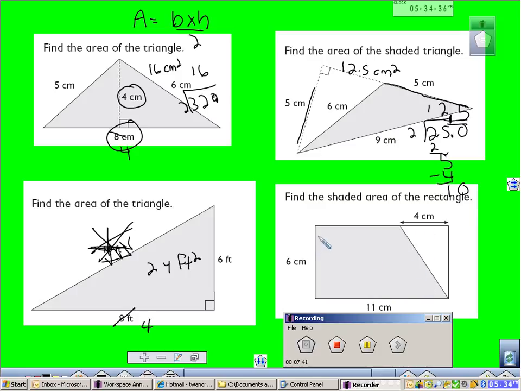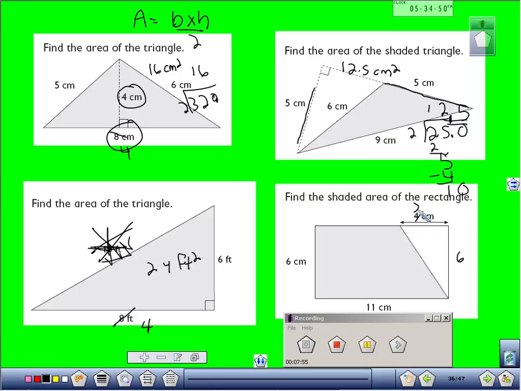So we know that this side is 6, so this side is going to be 6 because it's a rectangle. Half of 4 is 2. 6 times 2 is 12. So we know this part is 12. Now if we want to find this whole rectangle, the length is 11, the width is 6. 11 times 6 is 66. So 66 is the whole thing, guys.